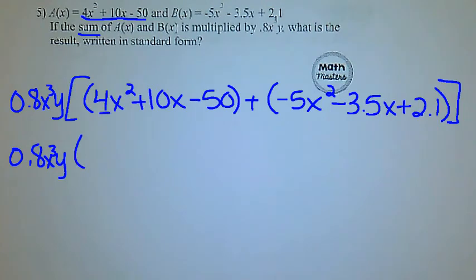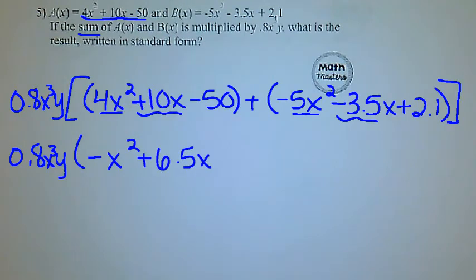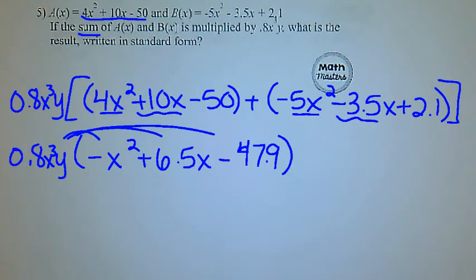Alright, so on the inside, I have a negative x squared, I have a positive 6.5x, and I have a negative 47.9. Just double check my calculations. Okay, so for this one, we have a negative 1 right here, so this is going to be negative 0.8. My x will become to the 5th, and then carry along that y.